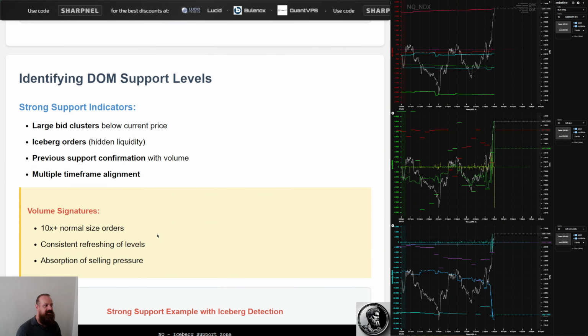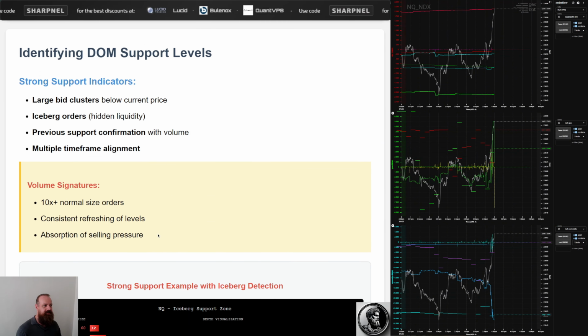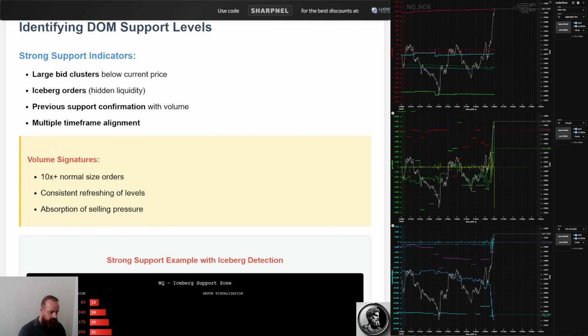All right, next slide. Identifying the DOM support levels. So what I said before with the candlestick charts with the support and resistance, that you're looking back in time, it's still somewhat important to have multiple time frame confirmations. And I also still use them. I use the 1 minute, 5 minute, 15 minutes, and 30 minutes. So not the 4 hour or the weekly or the daily or the really high time frames, though they can still also be useful, don't get me wrong.